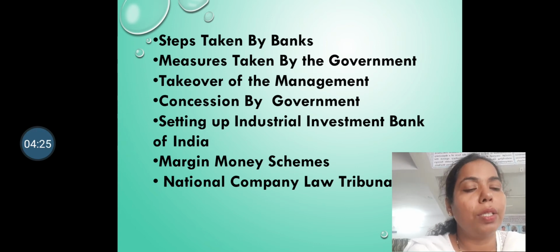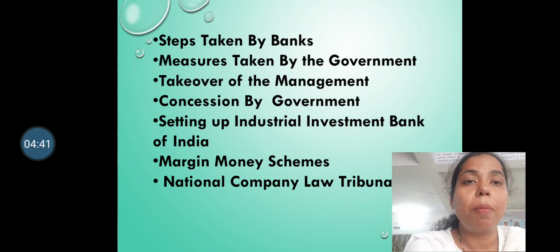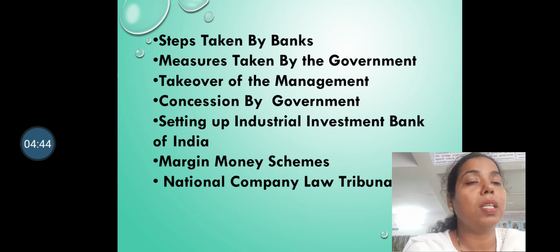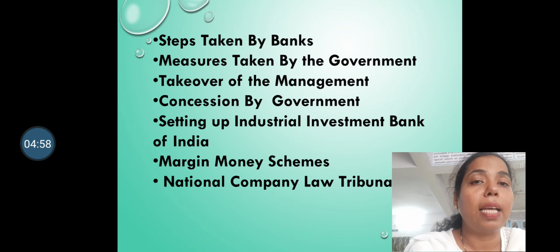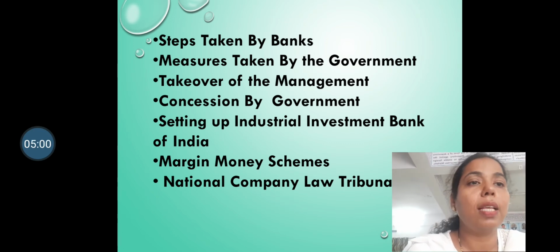The main objective of this bank is to provide financial assistance to the industrially sick unit, and measures can be taken to revive such sick units. There are margin money schemes, especially for industrially sick units in the SSI sector. This is related with the financial assistance to be provided to the sick SSI sector. There is also the establishment of the National Company Law Tribunal.